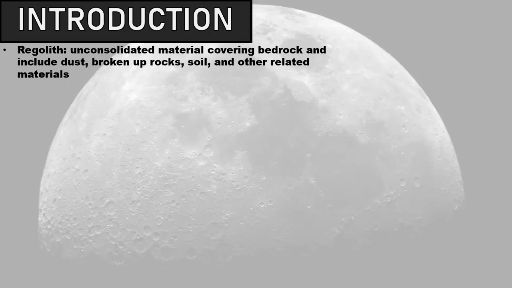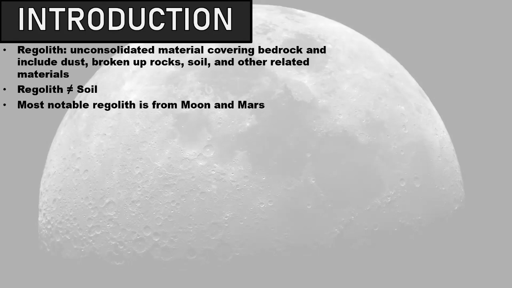Because when we talk about lunar regolith, Martian regolith, regoliths from non-Earth planets, we're talking about something that is not soil. So regolith isn't synonymous with soil, even though sometimes in the literature they call it lunar soil. It's not really soil because soil contains organic matter and a microbiome. Extraterrestrial regolith does not.